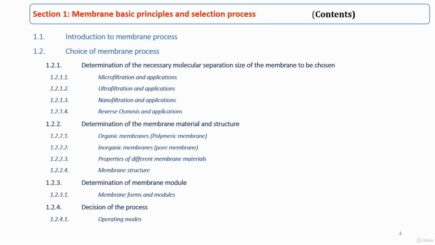In the first step, determination of the necessary molecular separation size of the membrane, in which the main features of microfiltration, ultrafiltration, nanofiltration, and reverse osmosis and their applications are presented. In the second step, determination of the membrane materials and structure such as organic and inorganic materials, properties, advantages and disadvantages, and so on will be discussed. In the third step, types of the forms and modules are presented, and in the end, we have the decision of the process.